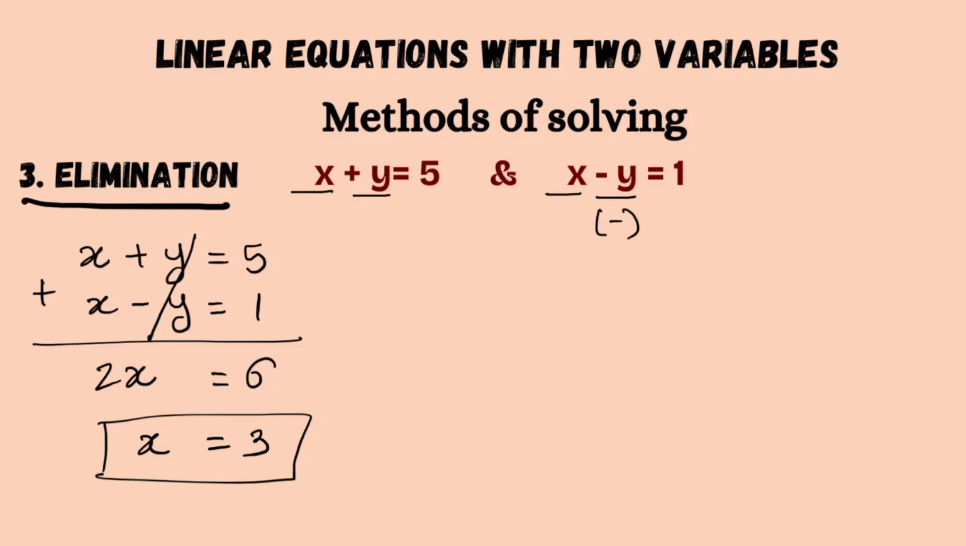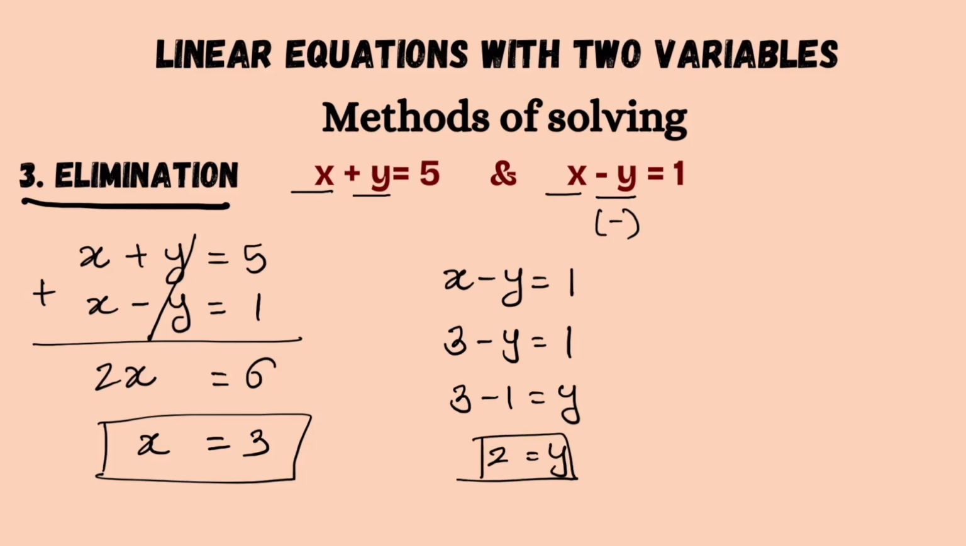Now substitute x equal to 3 into either equation. x minus y equal to 1. 3 minus y equal to 1. 3 minus 1 equal to y. Therefore, y equal to 2. Our answer is x equal to 3 and y equal to 2. What if the coefficients don't match? No problem at all. Just multiply one or both equations to make them match. That's all for the elimination method.